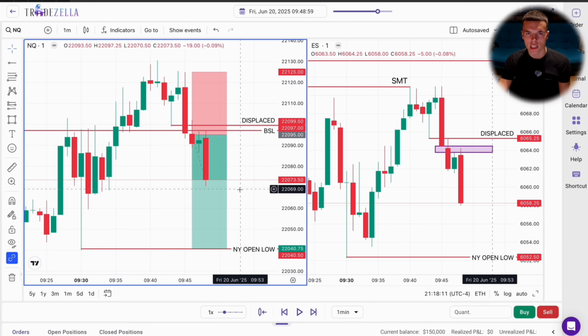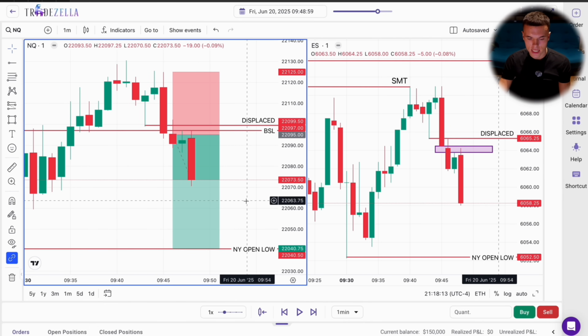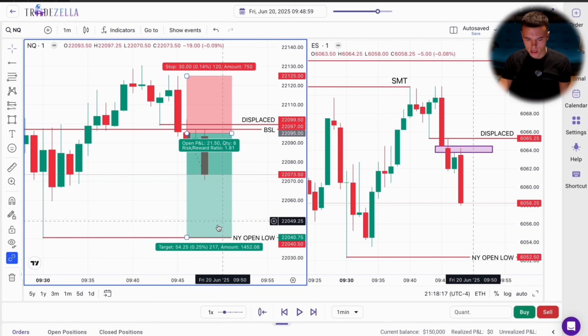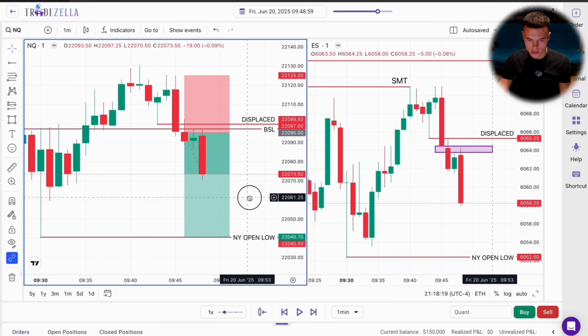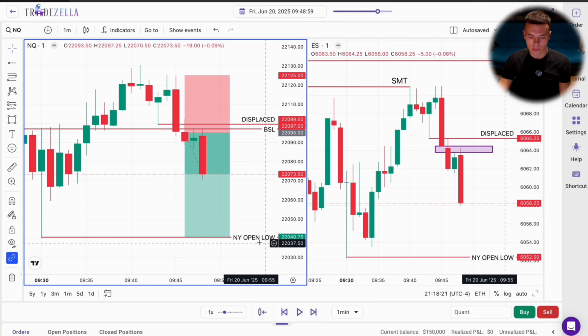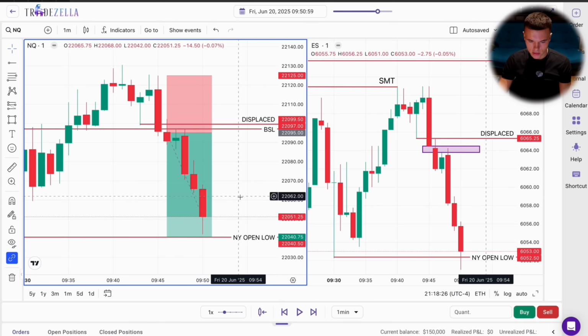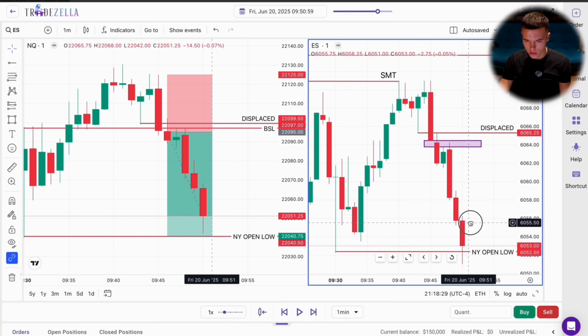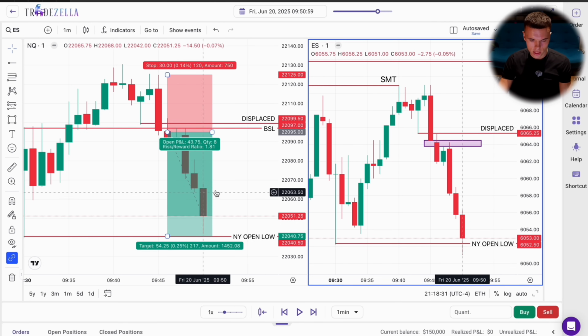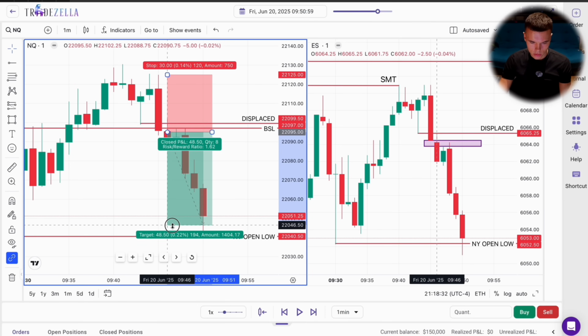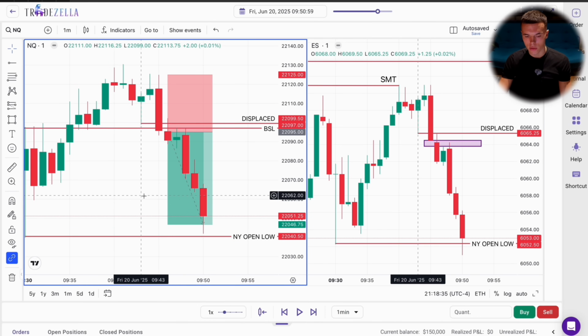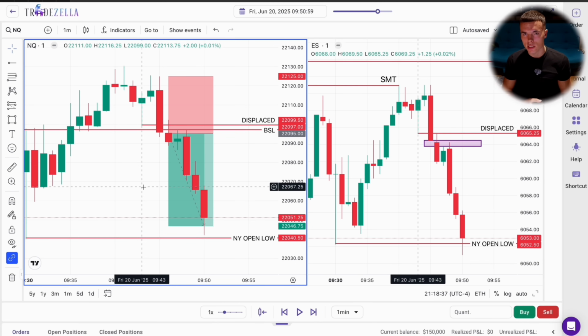This setup would be taken with full position size, as it's completely A+, and we're looking to target the New York Open low. So once that's taken on either NQ or ES, then we're going to close out of that trade. And there you have it. That candle there on ES has taken the New York Open low. Therefore, you're going to close out of this trade fully on NQ for around a 48.25 handle gain. So once again, another very successful week.